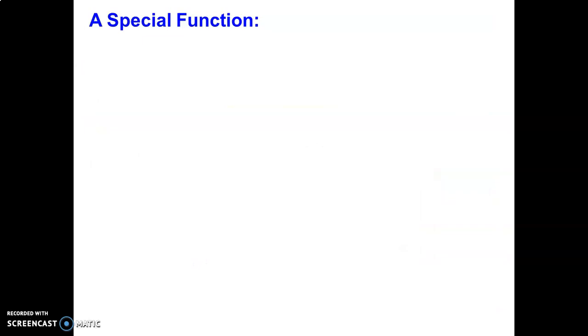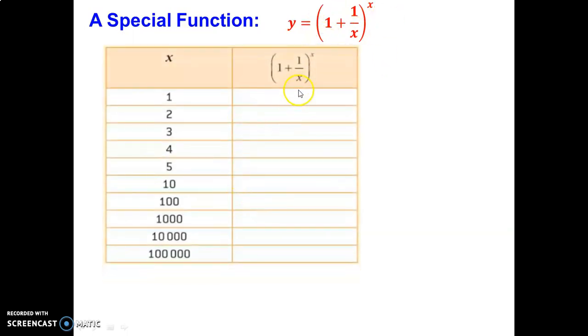So let's end this part 2 video with a very special function, and it's something interesting, and we often see this in exponential functions. Let's take a look. So this is our special function. And let's begin with this table. Let's fill in some values.